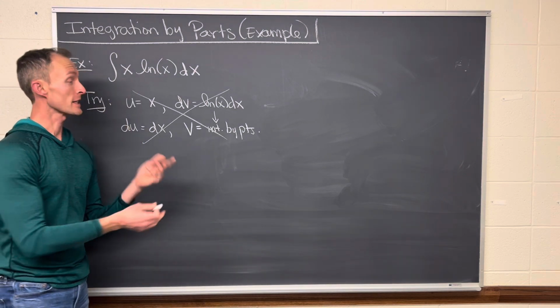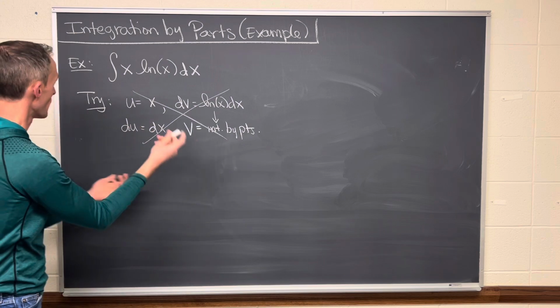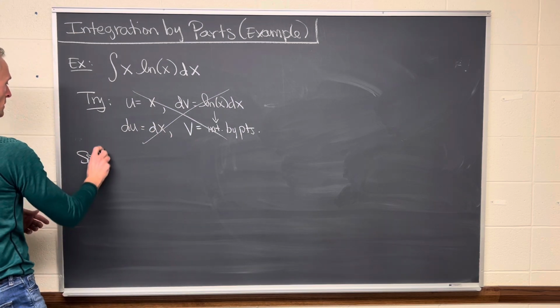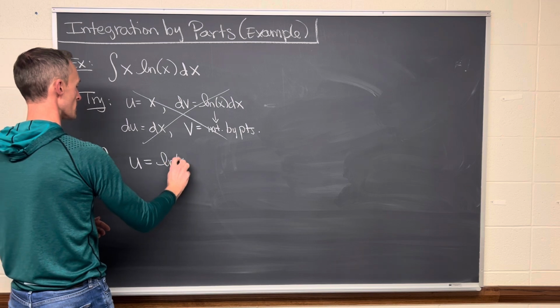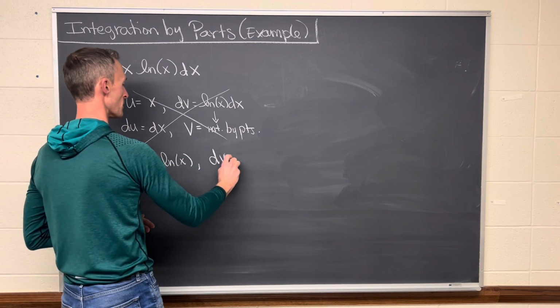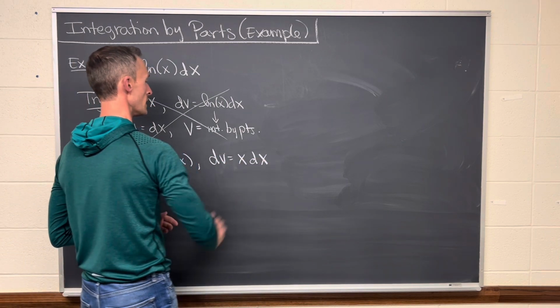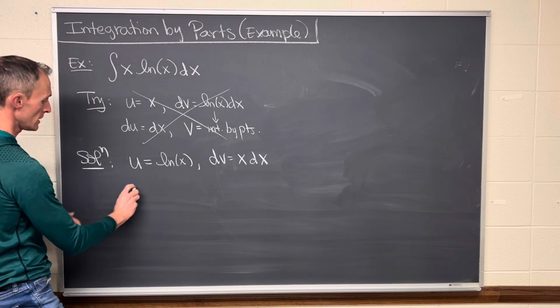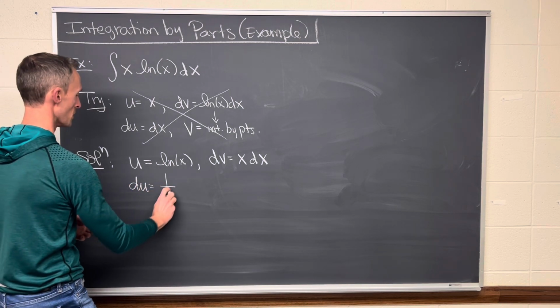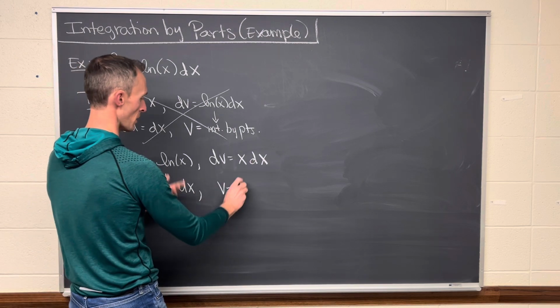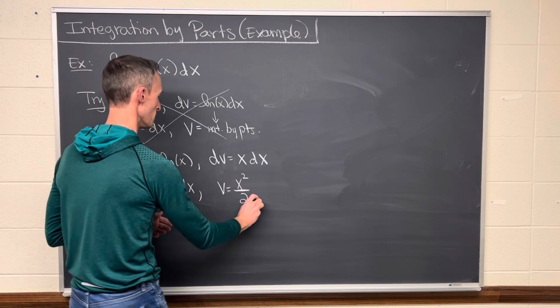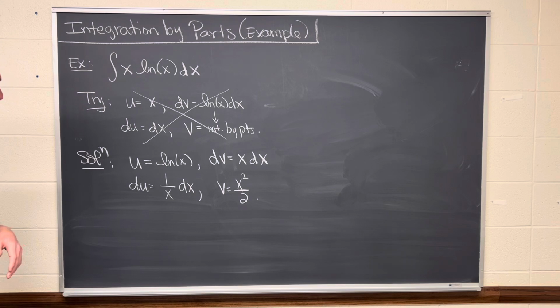So what you're going to do in this case is flip the script. For our solution, we're going to let U equal the natural log of X, and then dV be everything else, so that's my X dx. Then du is 1 over X dx, and V is just power rule, so this is X squared over 2.